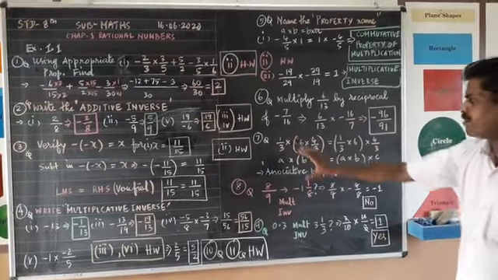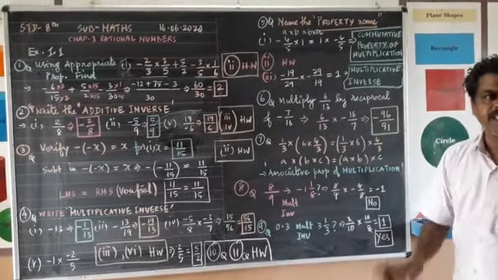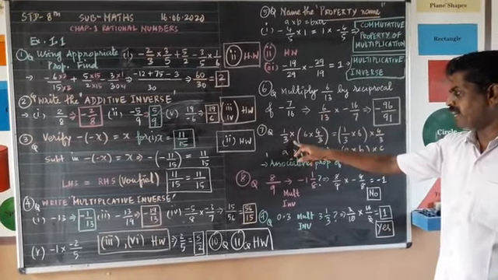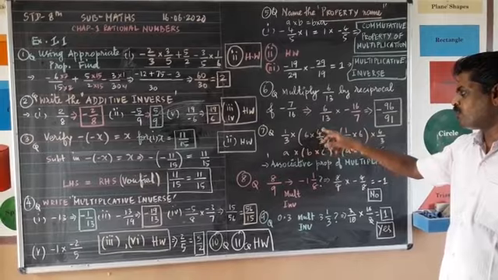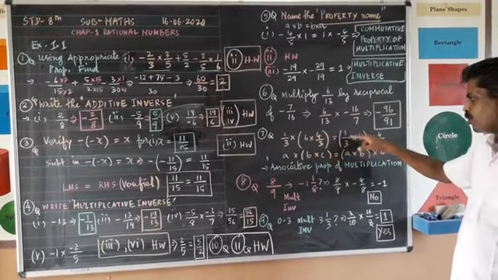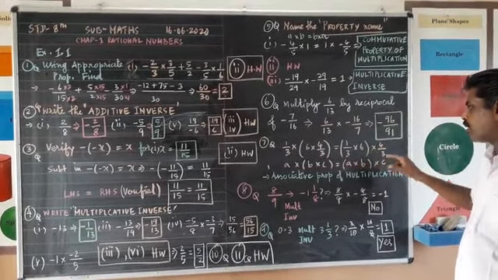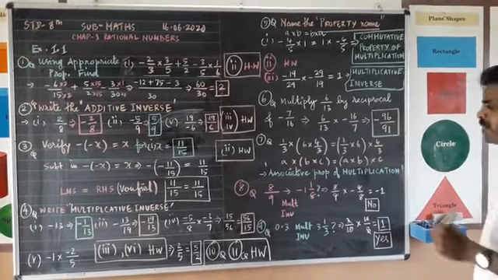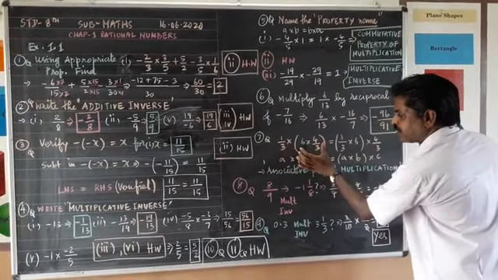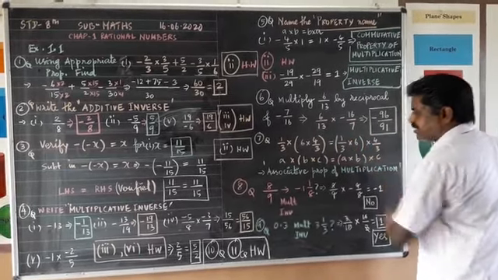Okay. Seventh problem also. They have given one number. You have to write which property it belongs to. What is the name of the property it belongs to? 1 upon 3 multiply bracket 6 into 4 upon 3 close the bracket equal to bracket 1 upon 3 into 6 close the bracket into 4 upon 3. Have you remembered the property? You see, associative property. 1 upon 3 is associated with this bracket. Here 4 upon 3 is associated with this bracket.